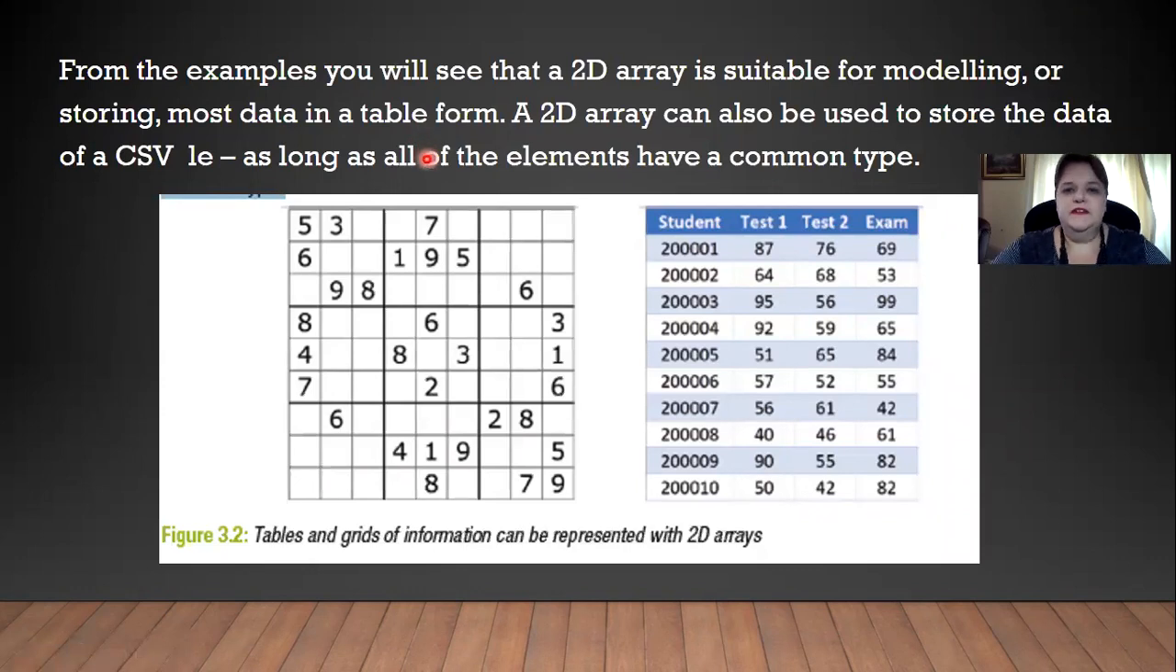From the examples, you will see that a 2D array is suitable for modeling or storing most data in a table form. A 2D array can also be used to store the data of a CSV file. Now, a CSV file is something that can be read by Excel. So there you have the perfect example of 2D arrays. You've got your rows, 1 to 5 million, and your columns, A to Z, and then further AA, BB, CC. You can have as many columns as you like. So I can save my data in a CSV file. What's also nice is a text file will be able to read a CSV file.